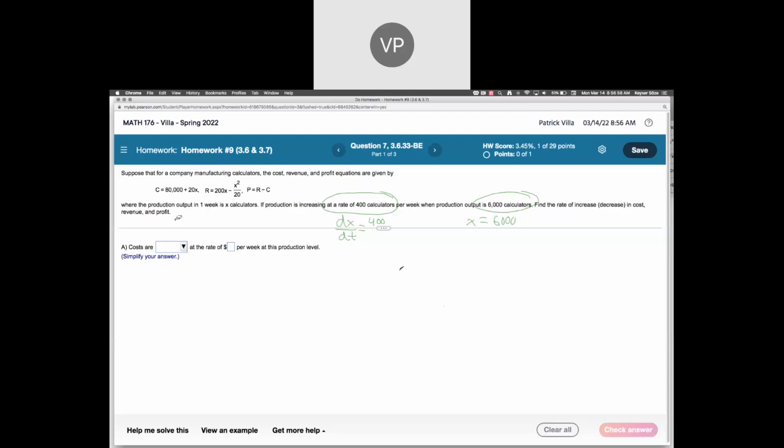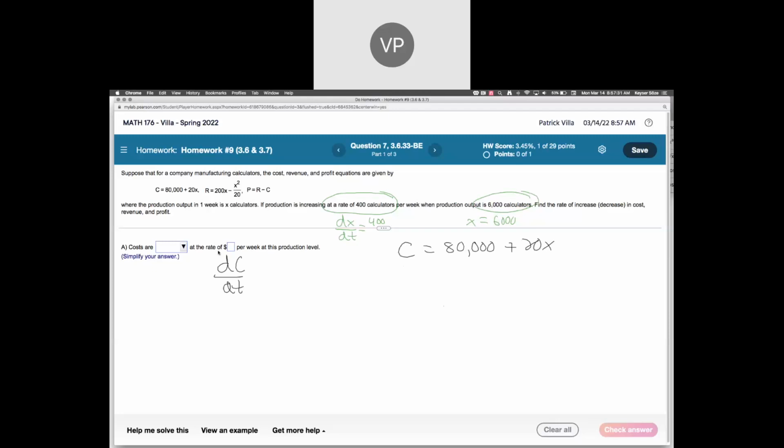At what rate of production? I want to make sure I'm reading this right. This drop down is going to say increase and decrease. Increasing or decreasing. So what we have to find is dC/dt. That's the question here. So look at the equation. C equals 80,000 plus 20x. We want to find the rate of increase or decrease of C.